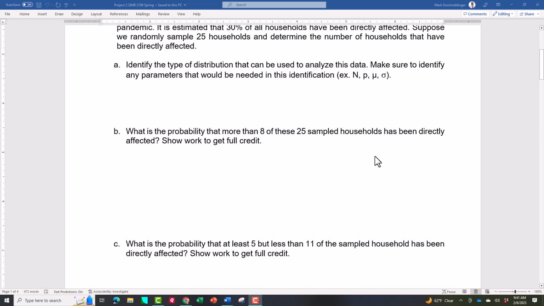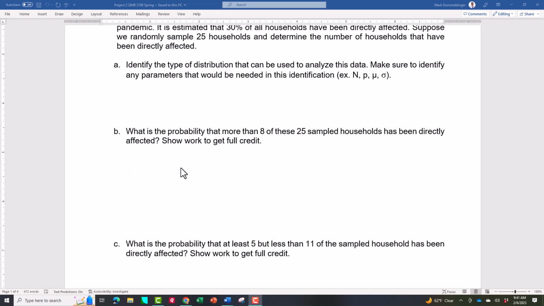We looked at the binomial tables. I want you to use the binomial tables. If you want to use some software, that's fine. I think the tables are as easy as it gets, and I'll be supplying them not only on exams, but I think in the description of the project, there's a binomial table for you there. I want you to find the probability that more than 8 of the 25 have been directly affected by the coronavirus pandemic. In part C, find the probability of at least 5, but less than 11. You might need to find a couple values in the table and work with it there.